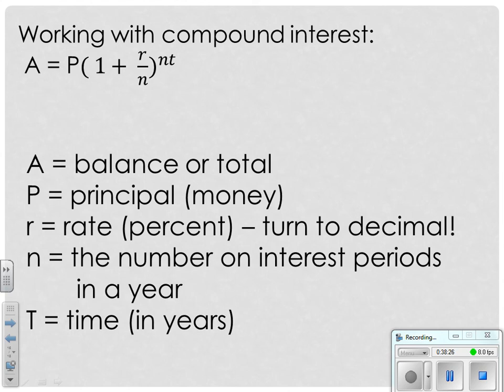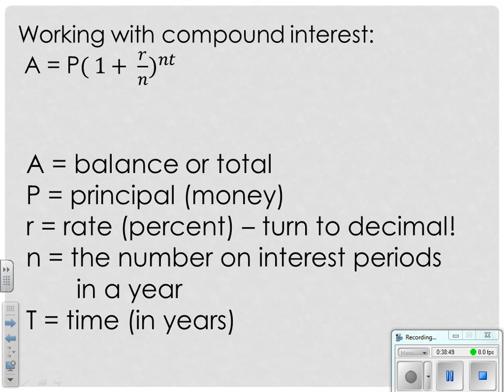So what I've done here is I've listed out an explanation or a meaning for each of the variables in it. Okay, so A is your balance or your total. P is the principal or the money that you put in or borrow. The rate is a percent. Don't forget to turn that to a decimal. N is the number of interest periods in a year. Okay, so we talked about that a little bit.